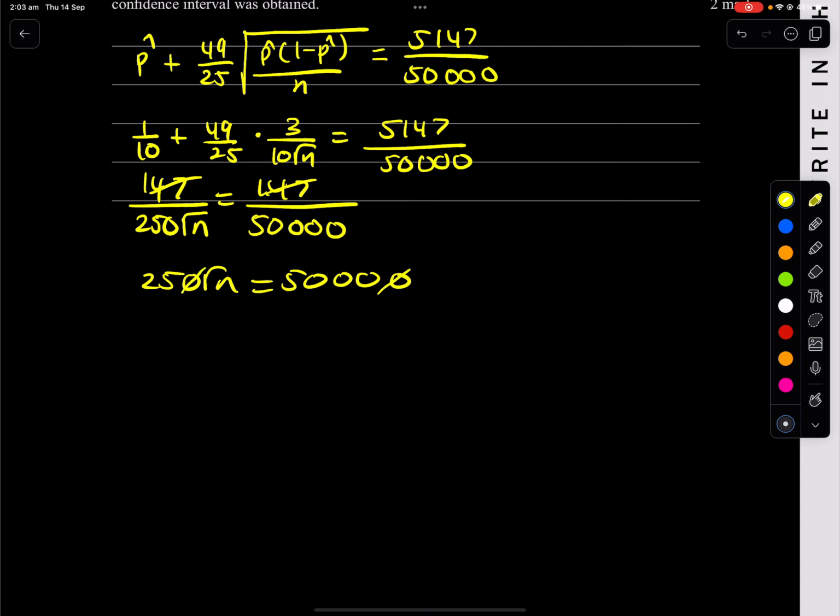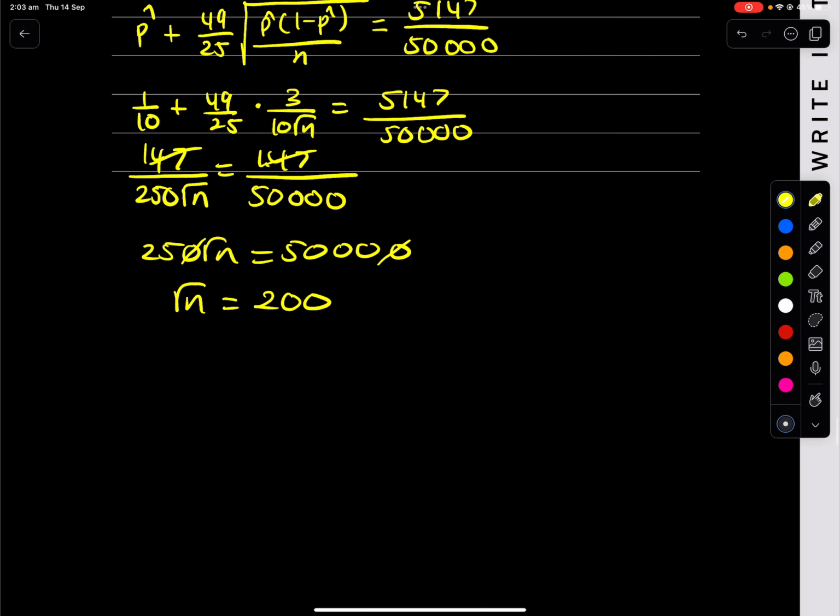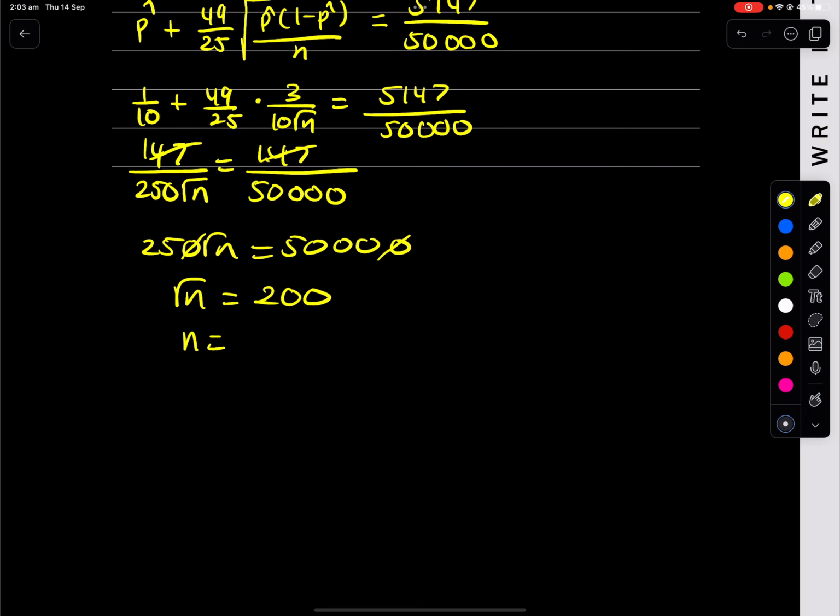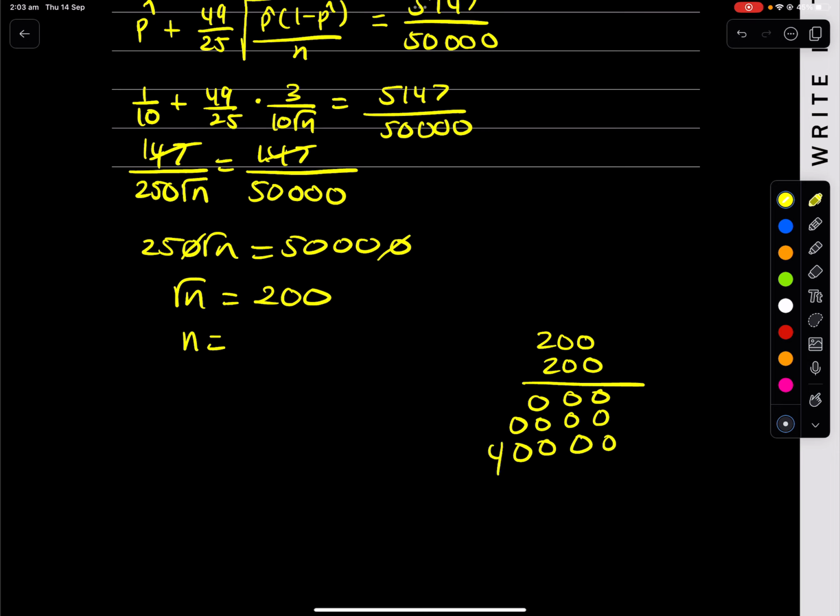Let's cancel one of those zeros out. So it'll be root n over 25 divided by this. So 200. Okay. Square both sides. So what's 200 squared? It's 200 times 200, which is 40,000.